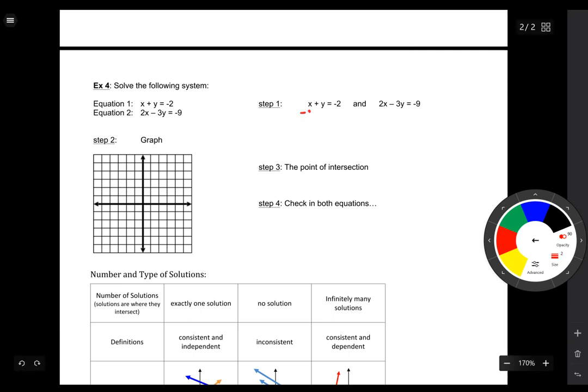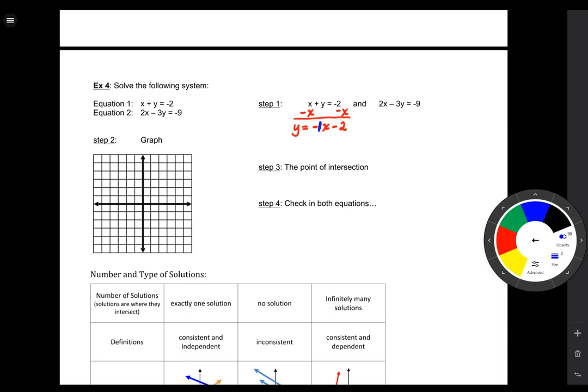So subtract x on both sides. Here we have y equals negative x minus 2. Always list the x first. And also remember to put that 1 here in front because letters are not negative. And no matter how many times I say it, students still don't seem to get that.